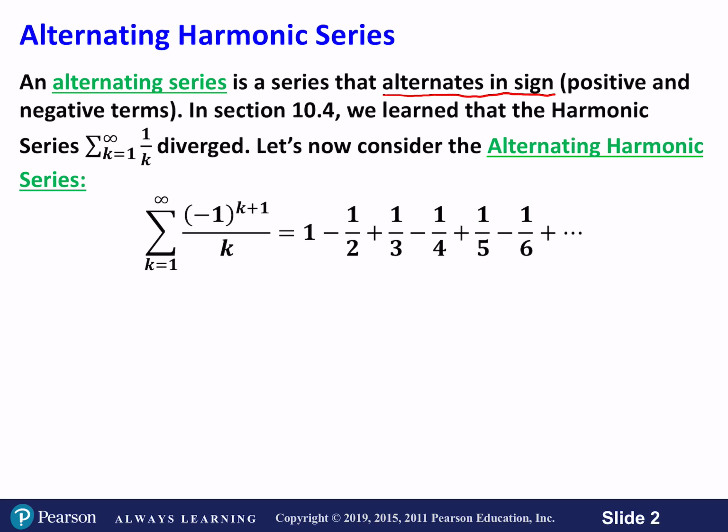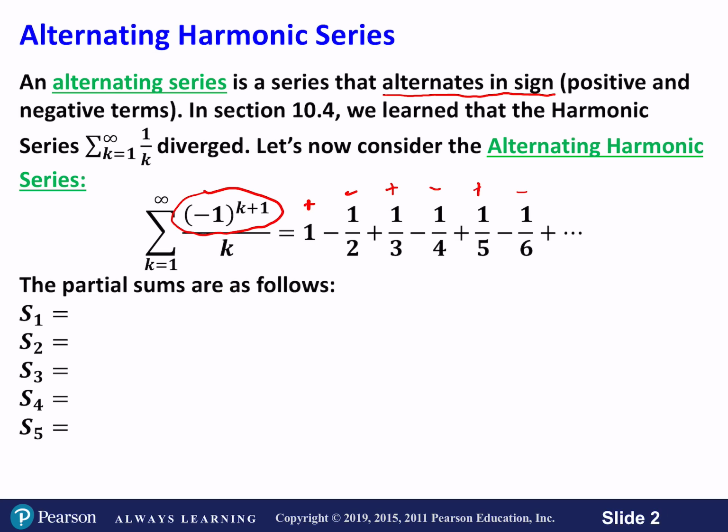As you might have guessed, it is the same exact thing, except now we have negative 1 to the k plus 1 in the numerator. We also can use negative 1 to the k. It's really essentially the same thing, but for now we'll just consider negative 1 to the k plus 1. So that is the same thing as the harmonic series, except the terms alternate in sign. We have positive, then negative, then positive, then negative, then positive, etc.